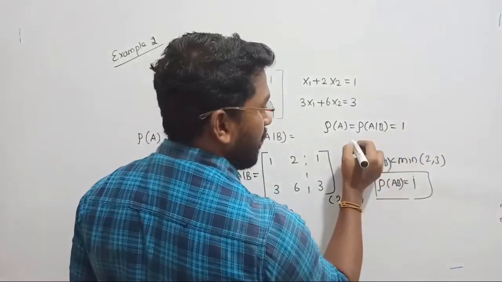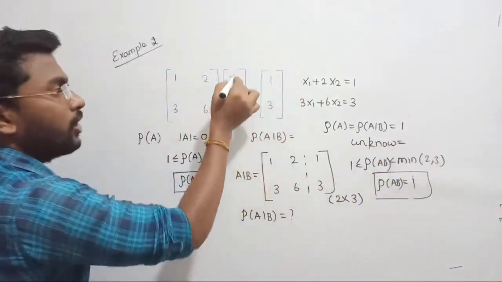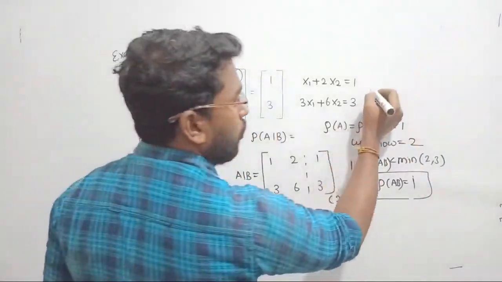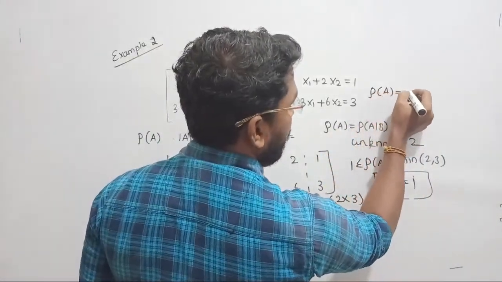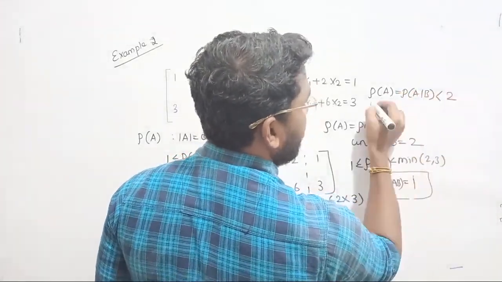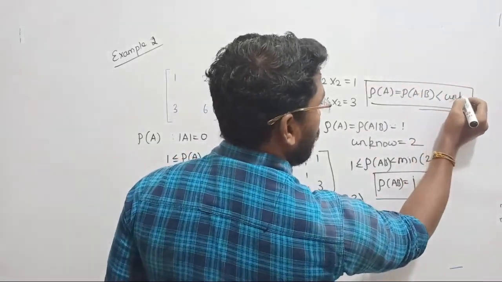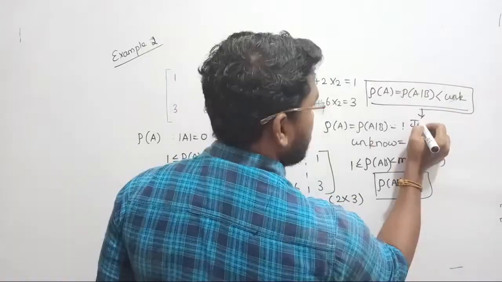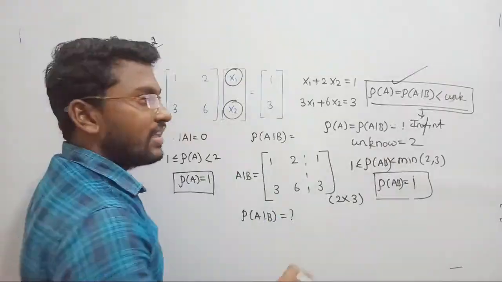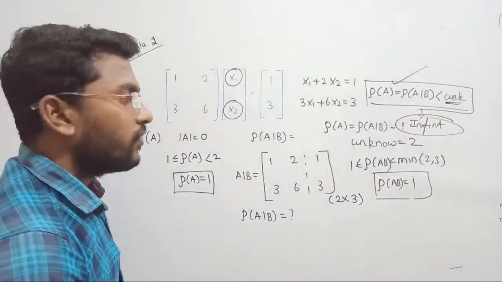But what is the number of unknowns? How many unknowns are there? Unknowns are 2. We are considering 2 variables, x1, x2. So that is going to be 2. Are they equal? No. Our statement is rank of A equal to rank of AB, but it is less than the number of unknowns. What is the answer? The corresponding answer is infinite solutions. When the rank is less than the number of unknowns, there are infinite numbers of solutions. Clear? I hope things are very clear to you all.